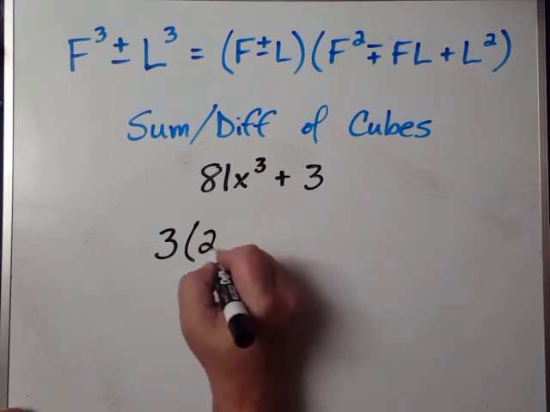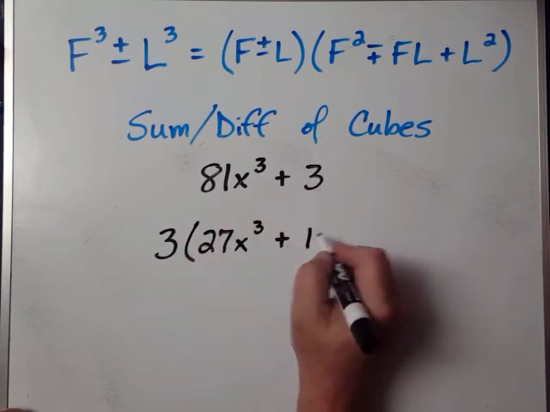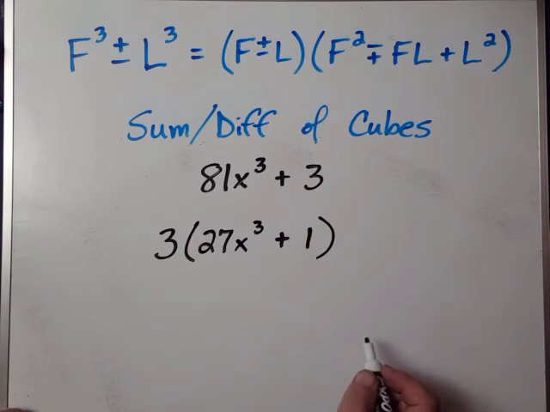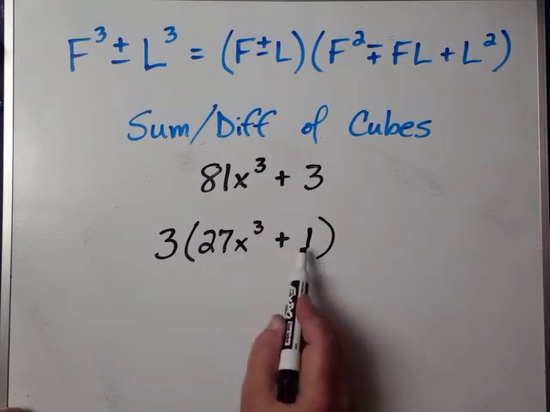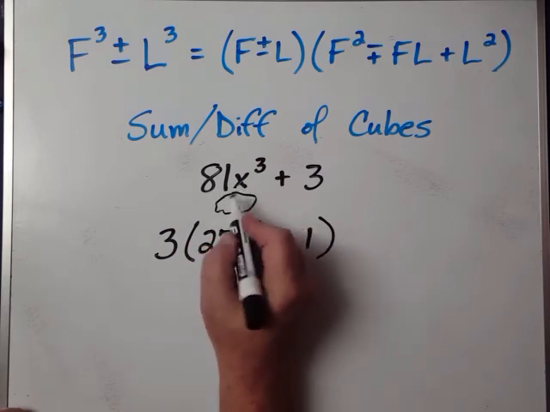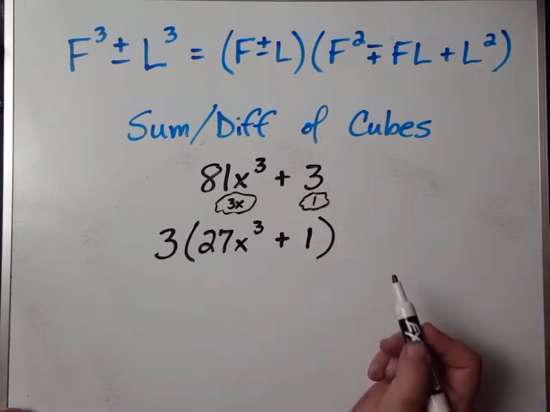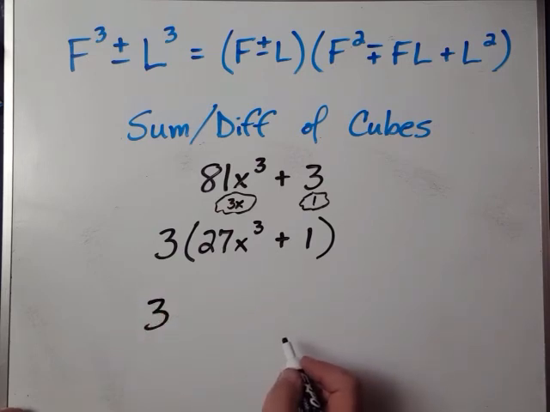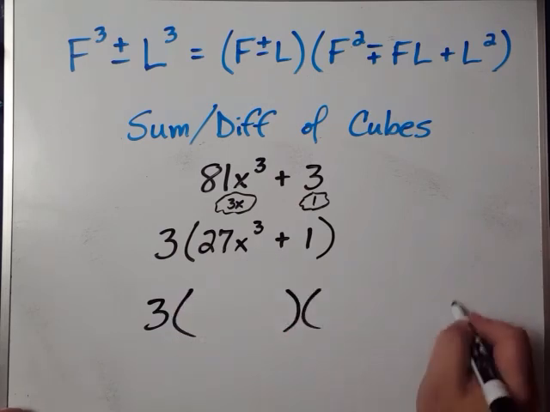3 pulled out of 81 leaves 27. X cubed and plus, pull 3 out of 3, it leaves a 1. Now, are we done, or will this factor further? Well, let's see. Is this a sum of cubes that I have here in parentheses? Yes, it is. This first term is the cube of 3x, and 1 is the cube of 1. Don't forget your greatest common factor out front, and now we're factoring this sum of cubes, which will factor as a binomial and a trinomial.